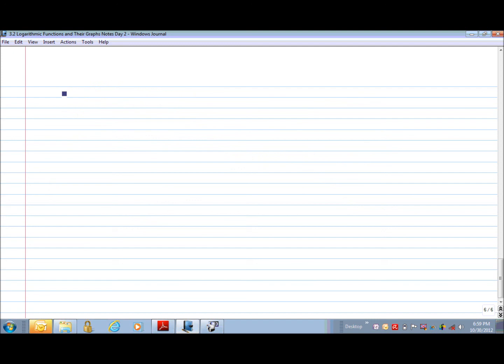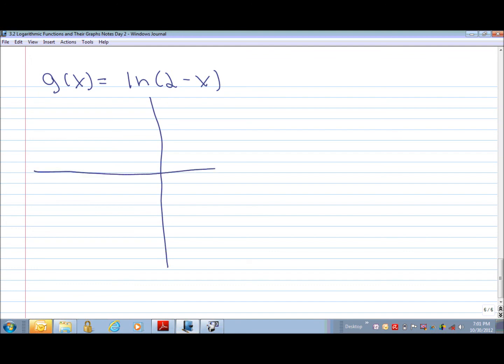All right, so again, we're going to start with g of x equals ln(2 minus x). Okay, so we're going to go ahead and graph here. I hope you can see this. My screen is kind of acting up.